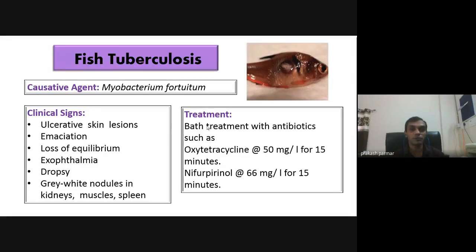Exophthalmia, the protrusion of the eyeball, and the dropsy condition also will form in this disease. And if we dissect the fish, we can find the white nodules in the kidney, muscle, and spleen, the common organs here. The common treatment here is batch treatment with some of the common antibiotics, and disinfectant also can be used as a treatment measure.